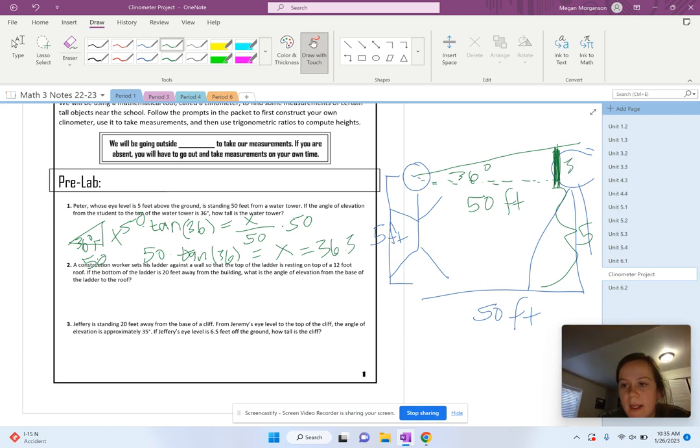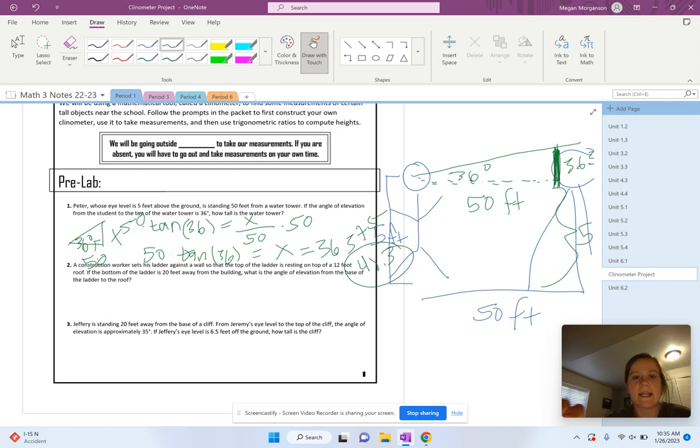But remember again, we still have that 5 feet from the ground. So we need to add 5 to it to get the full height from off the ground. So 41.3 feet is how tall it is.